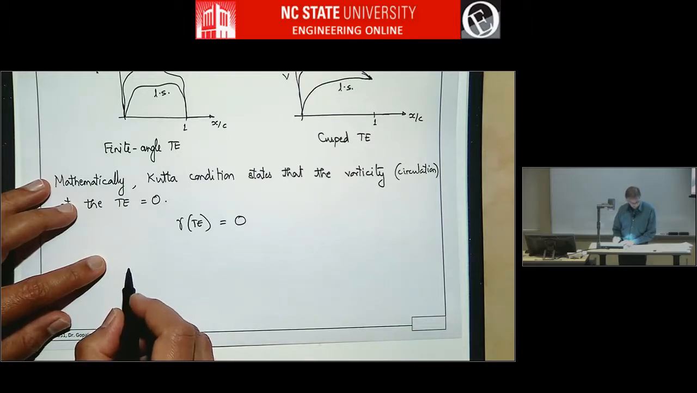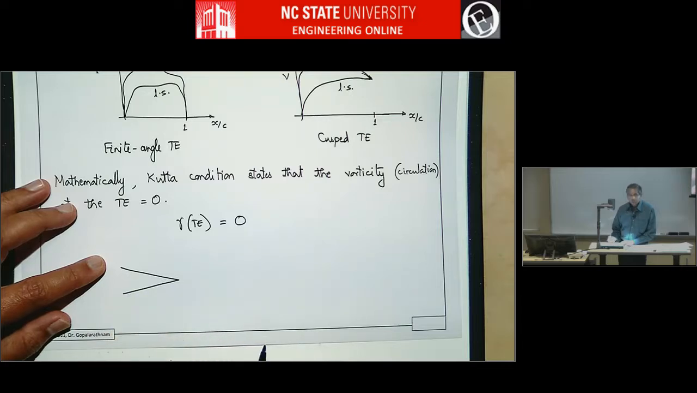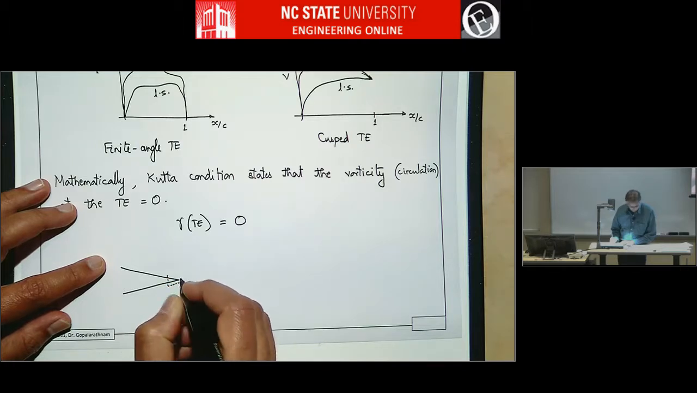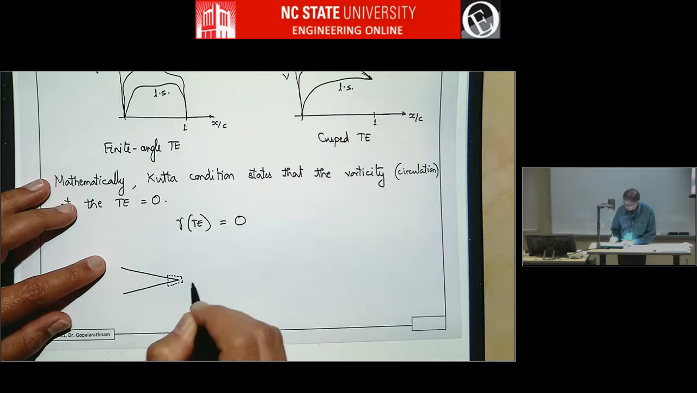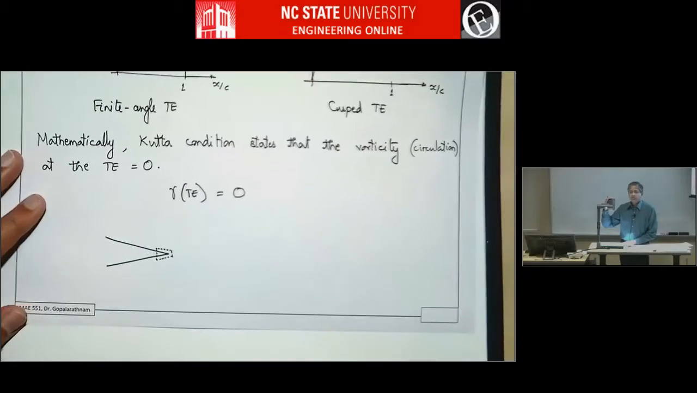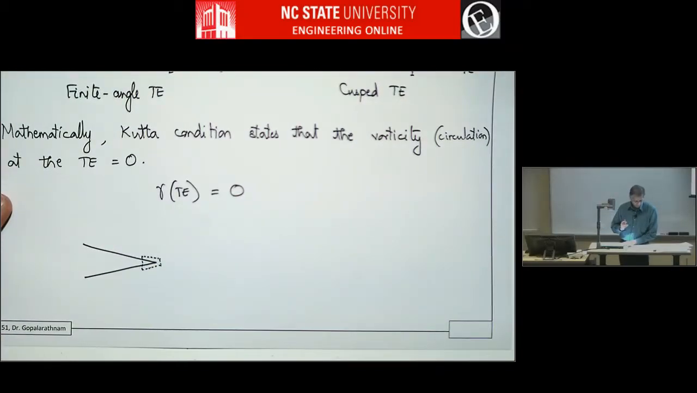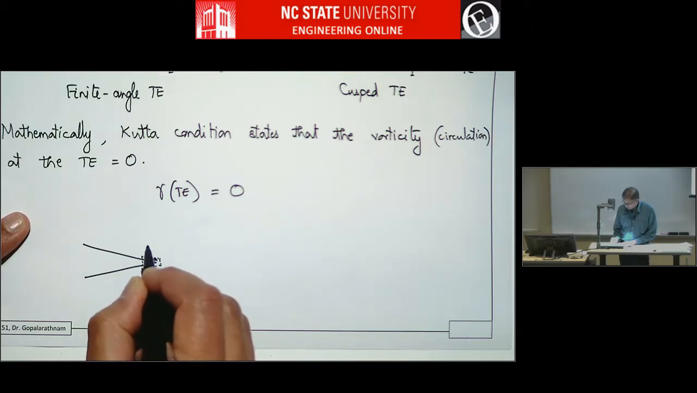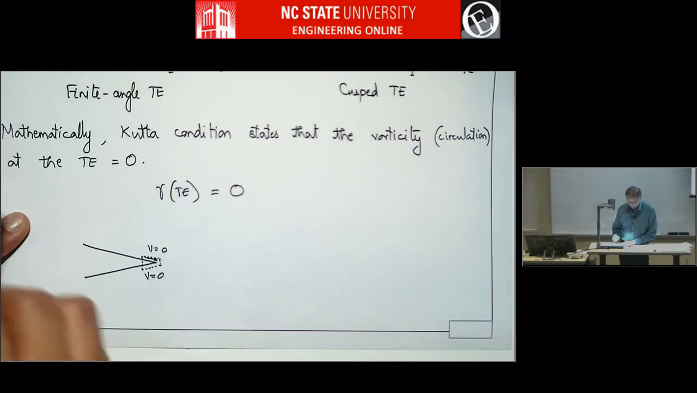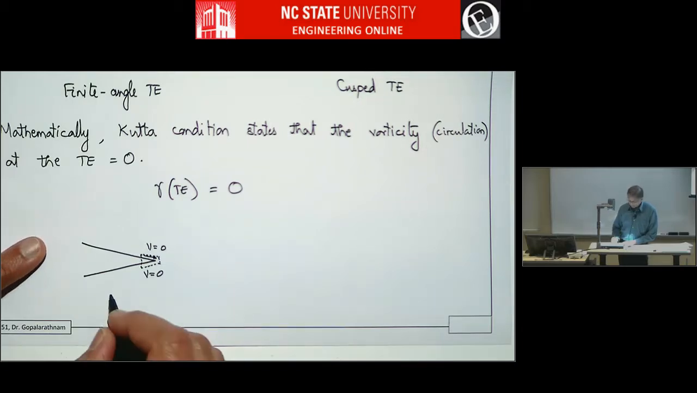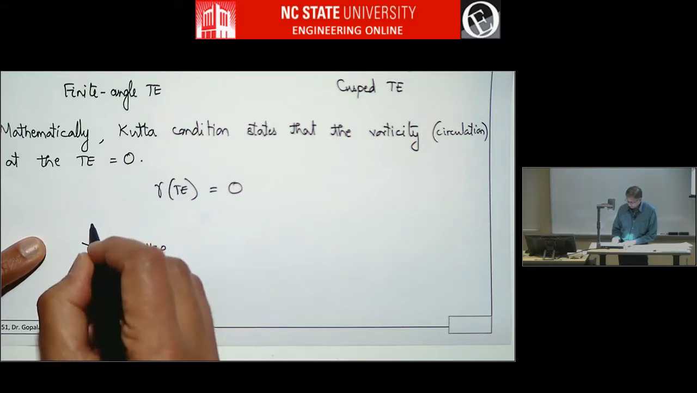So let's take a finite angle trailing edge. And let's take a small contour around the trailing edge, if you zoom into the trailing edge, a small contour like this. Okay, we know for a finite angle trailing edge, velocity is 0. So V equals 0 here, and V equals 0 here. So if you take a contour like this and calculate circulation, circulation will be 0. So gamma at the trailing edge will be 0. So this is a finite angle TE.